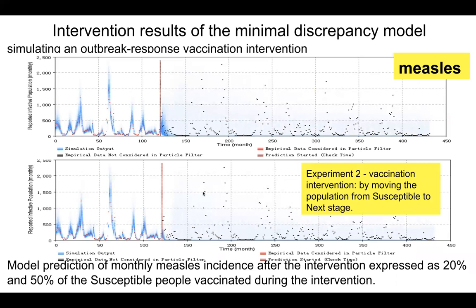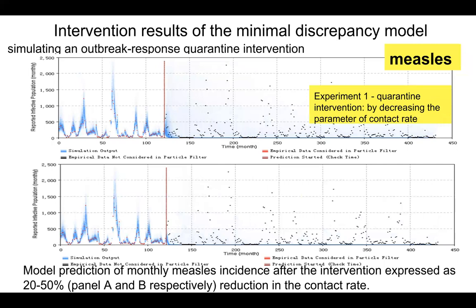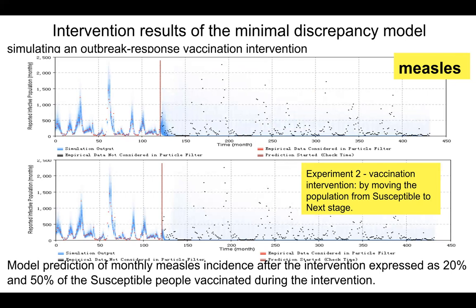The second one is we use the particle filtering model to simulate the vaccination interventions. The upper figure shows what happens if 20% of the susceptible population is vaccinated when the intervention starts. The lower figure shows what if 50% of the susceptible people are vaccinated when the intervention starts. This also shows that if 50% of susceptible people are vaccinated, then the future outbreak disappears. So these two simple categories of experiments show the particle filtering model can successfully simulate the intervention scenarios at different times.